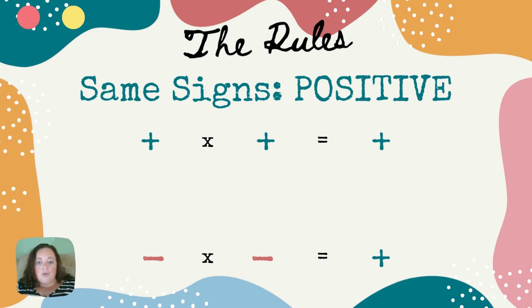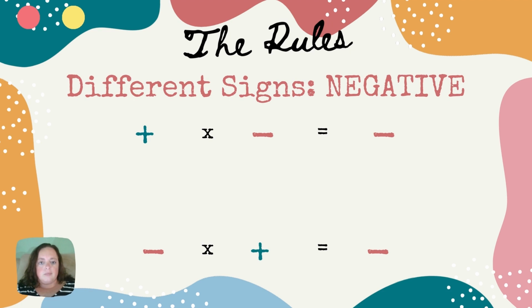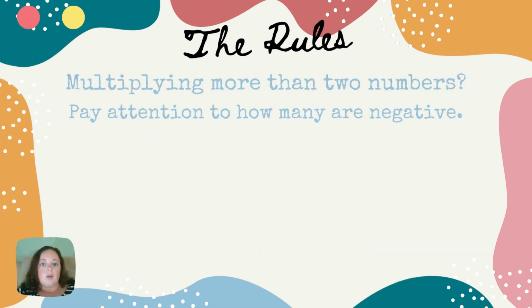All right, let's take a look at the actual rules for multiplying integers. If you are multiplying two numbers that are the same signs, meaning they're both positive or they're both negative, then your product or your answer is going to be positive. Same signs, positive. However, if you're multiplying two numbers with different signs, one is positive, one is negative, or vice versa, then your answer or your product is negative. Different signs, negative.